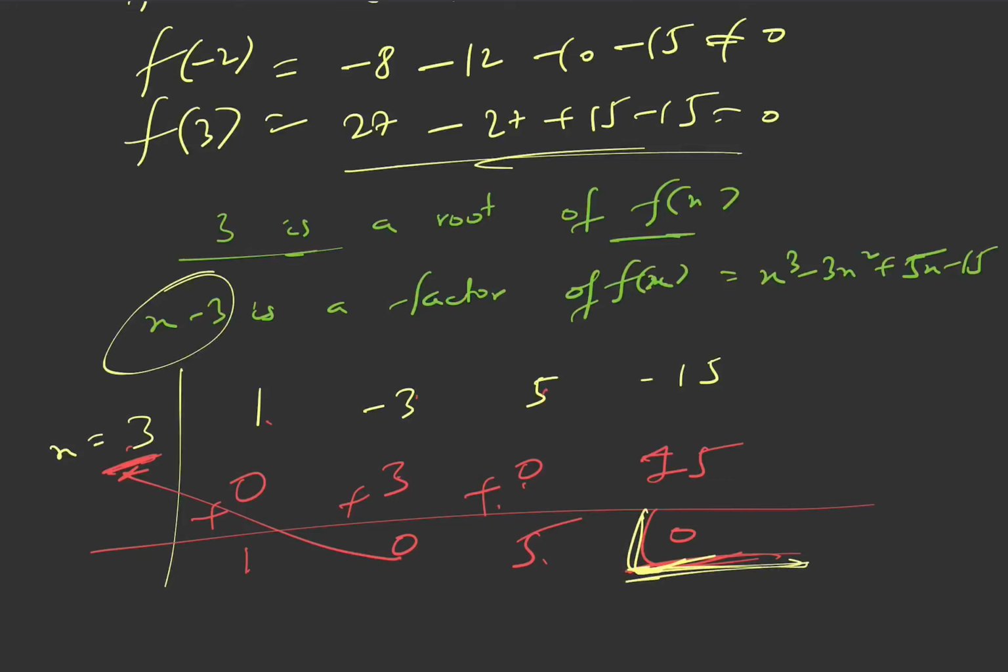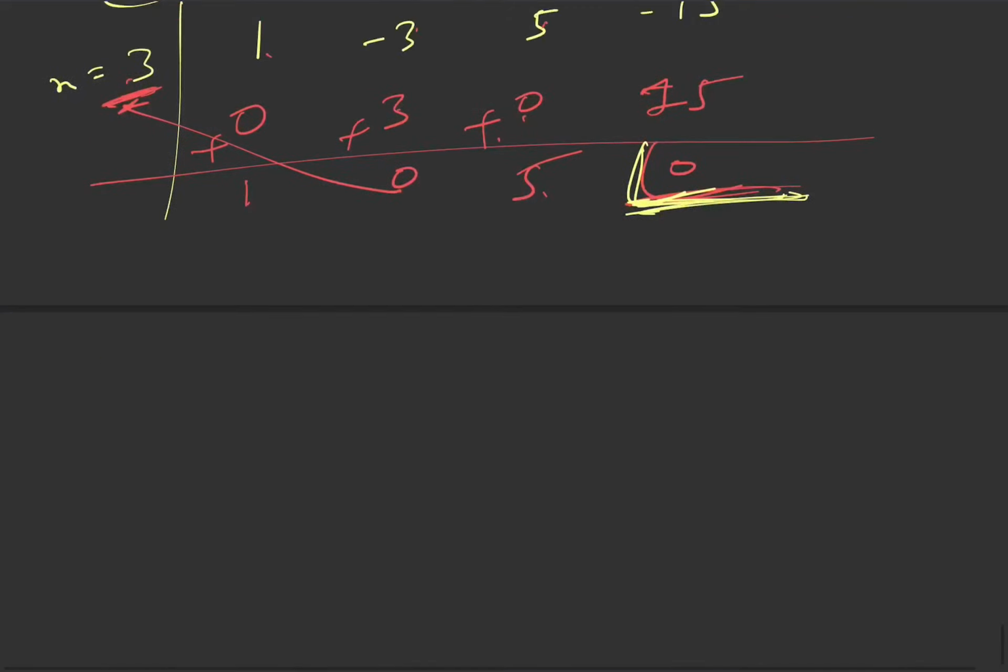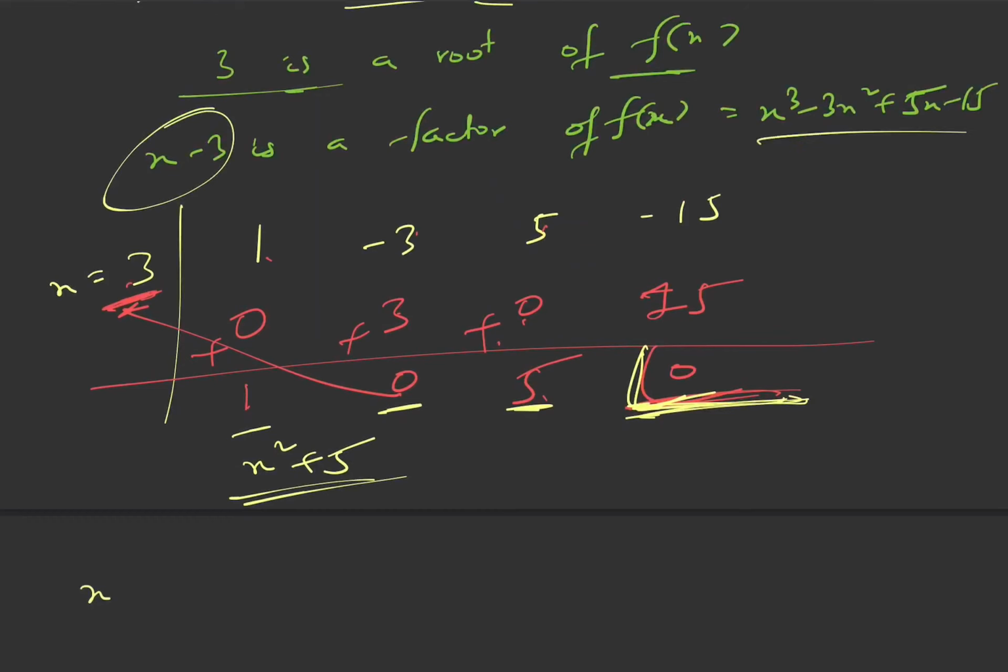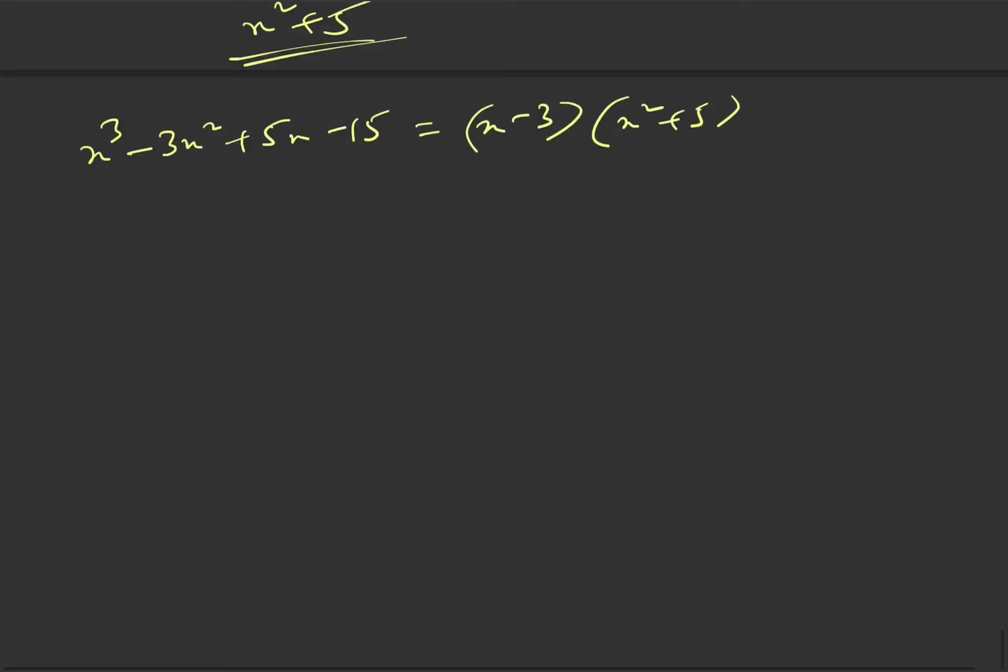If you don't get 0, then your calculation is wrong, because this represents the remainder, right? So you will have to get 0. So then the quotient is x square, this is the x term and this is the constant, so the quotient is x square plus 5. So finally our f of x, x cube minus 3x square plus 5x minus 15, is x minus 3 times x square plus 5.